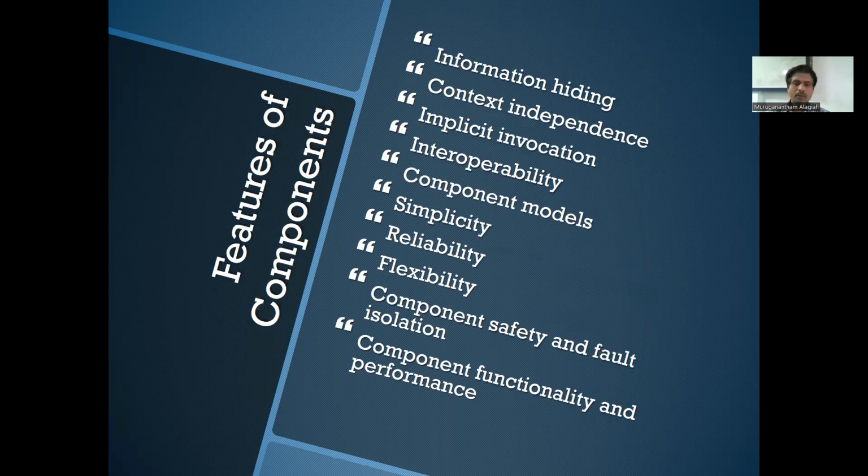And these are the list of features of a component. Number one is information hiding.